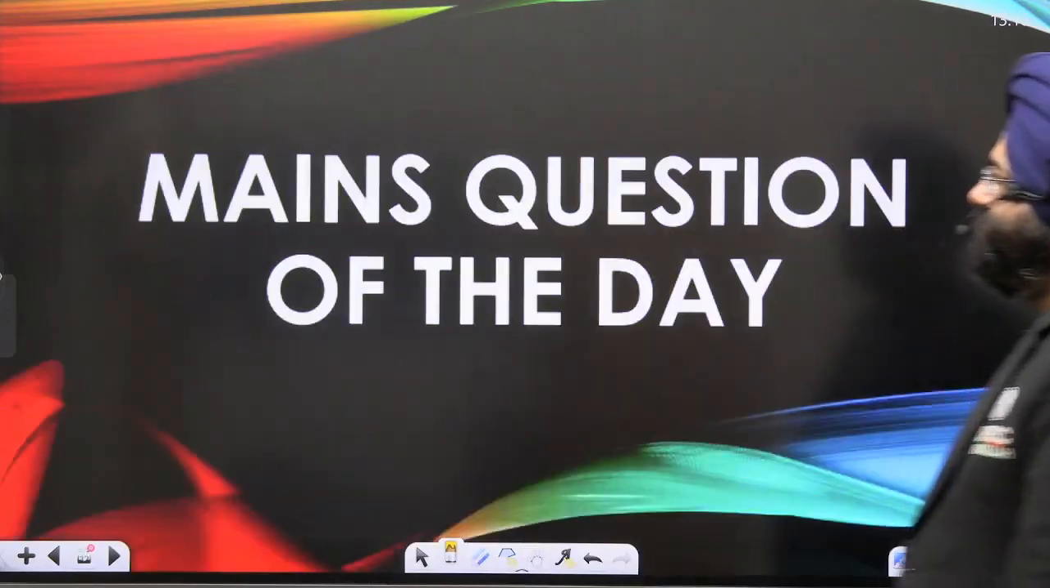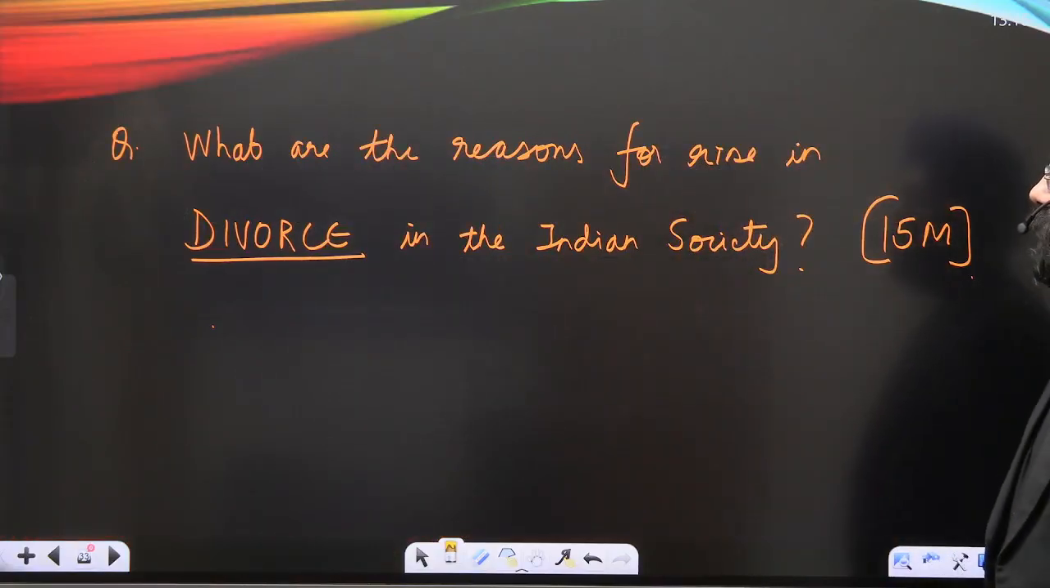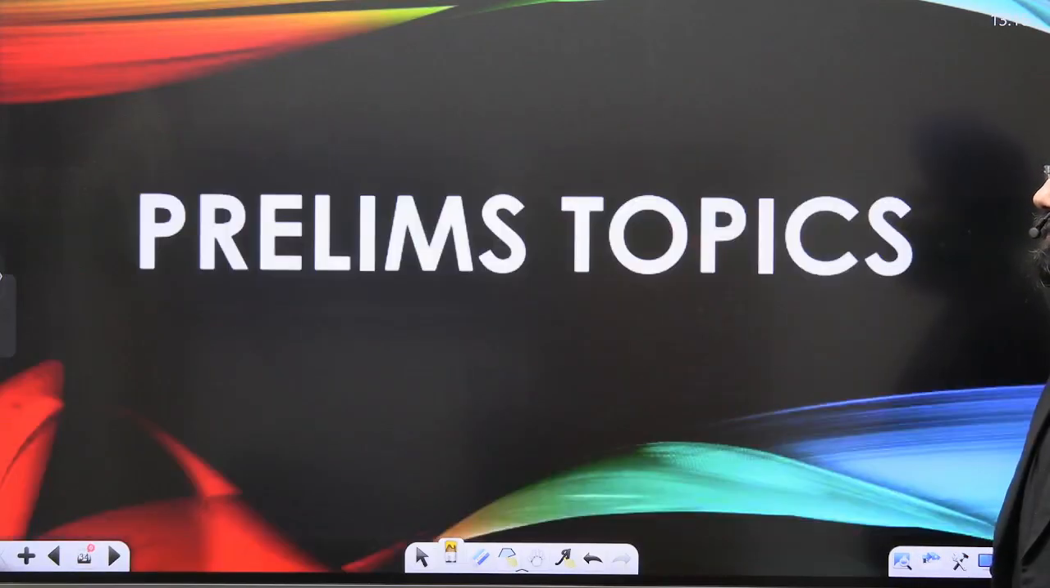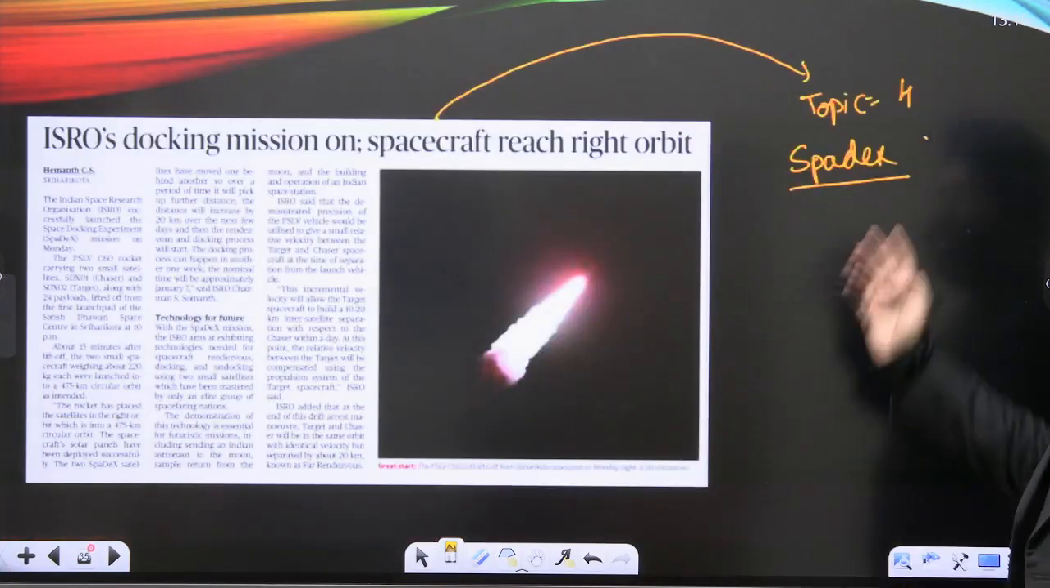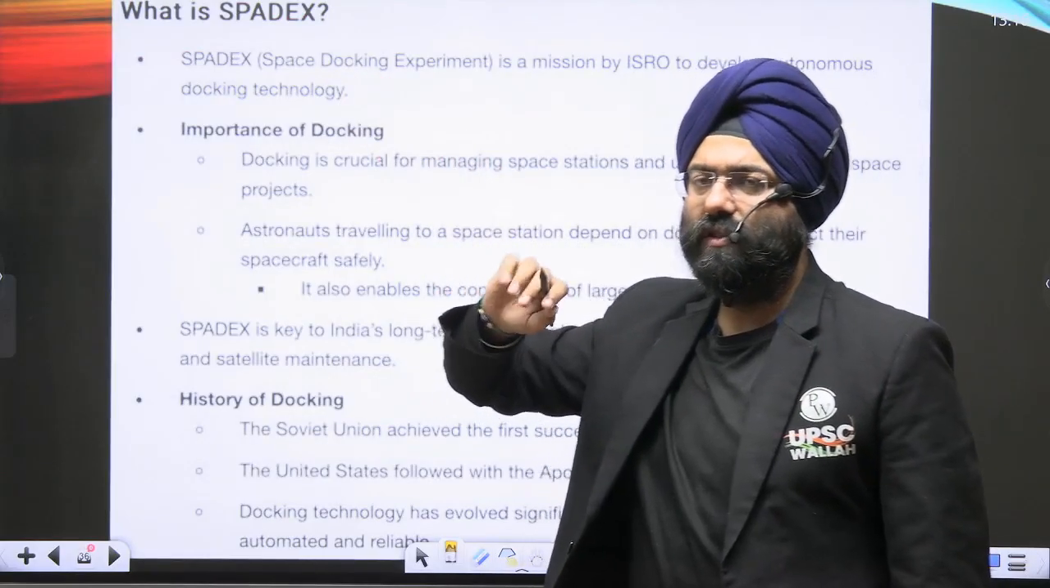Let's move ahead. Main question of the day: what are the reasons for the rise in divorce in Indian society? 15 marker. You can basically attempt this. Prelims topics: ISRO Spadex, you would have seen today. What is Spadex? Please note, its importance is because it is a docking experiment.